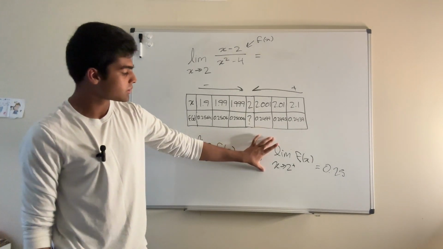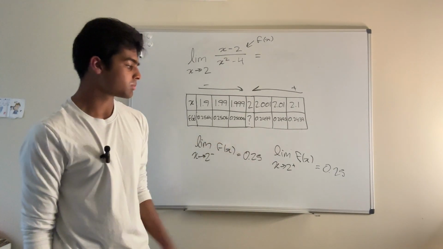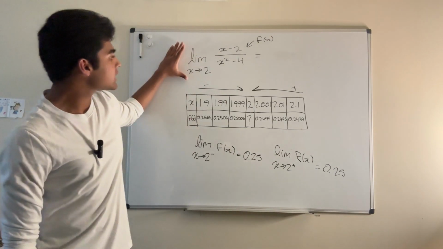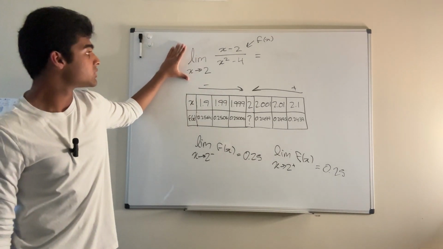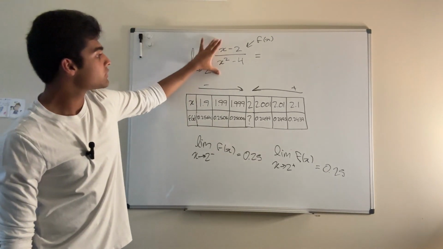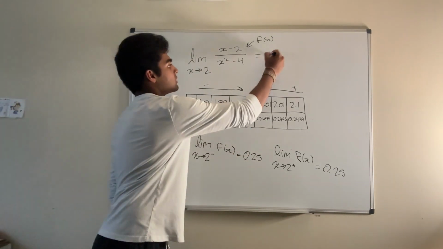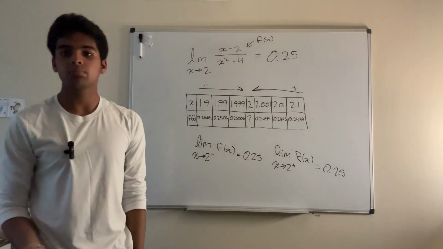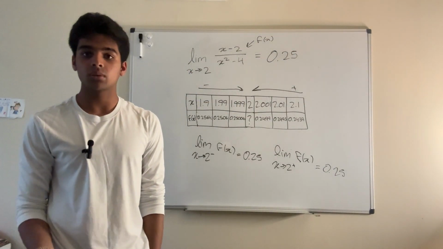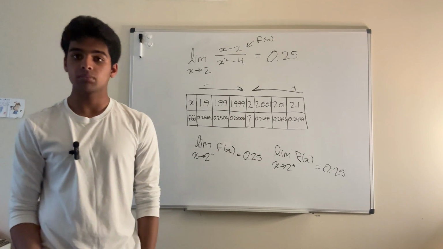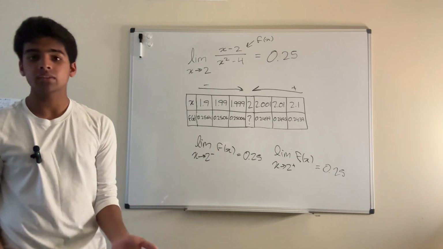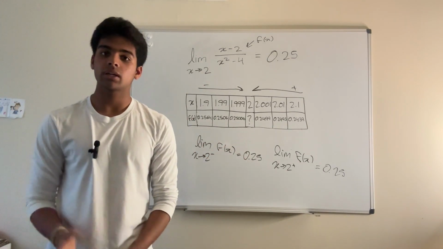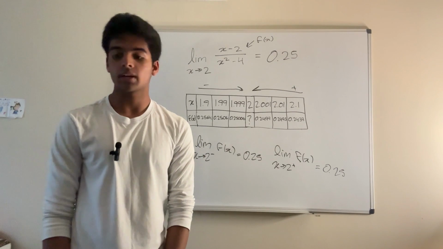Okay? And now, since both of these values are equal, both the limit as x approaches 2 from the left and the limit as x approaches 2 from the right, since they both equal 0.25, we can say that the limit as x approaches 2 from both ends of this function is 0.25. And this is basically what the numerical approach of solving a limit is, but this can be kind of tedious at times, making the entire table and all that. So let's look at a different way to find a limit.